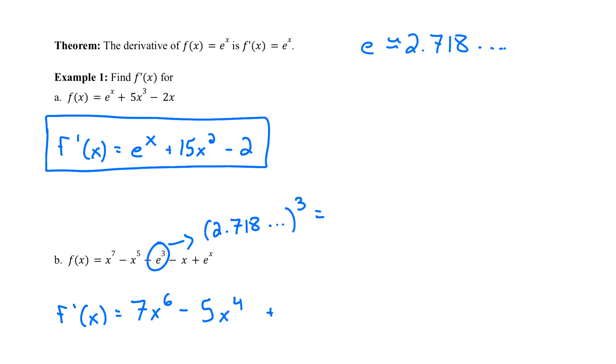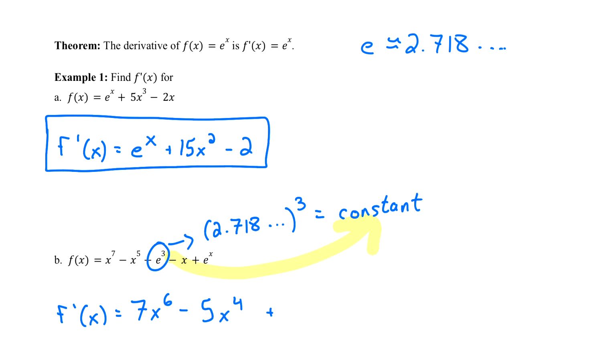Now, if you wanted to, you could grab your graphing calculator and figure out what exactly this number looks like. But 2.718, that's a constant. If I raise it to the third power, that's still just going to be a constant. So at the end of all this, this is going to be a constant. And what do we know about the derivative of constants? The derivative of any constant is 0. So e to the third is actually just a constant. It just looks a little bit different.